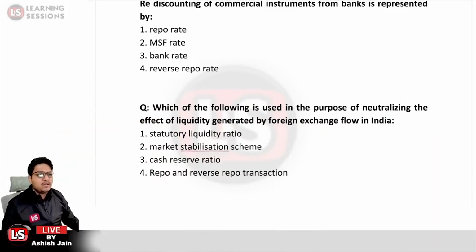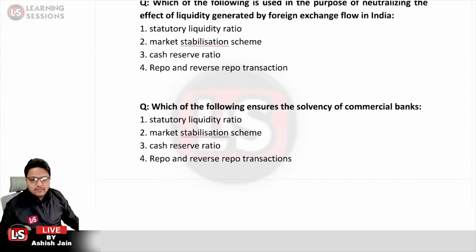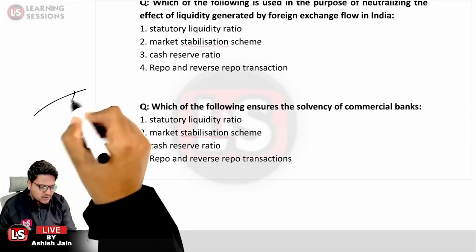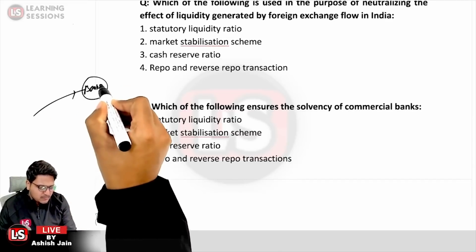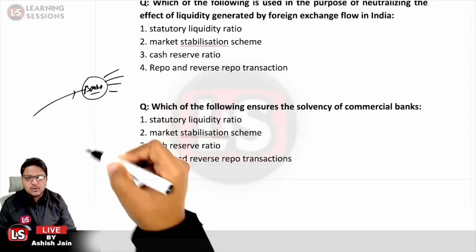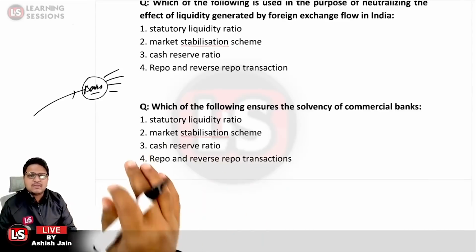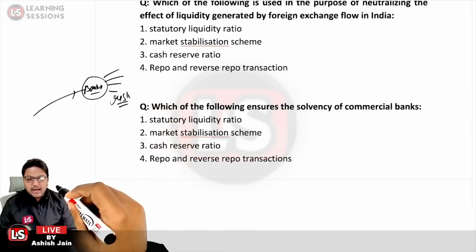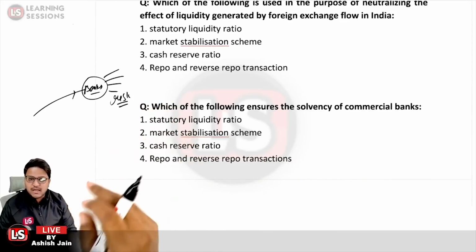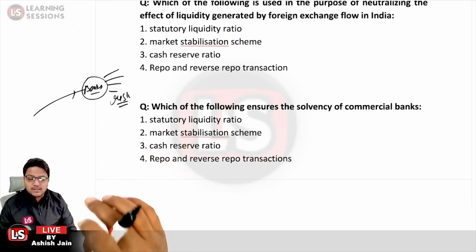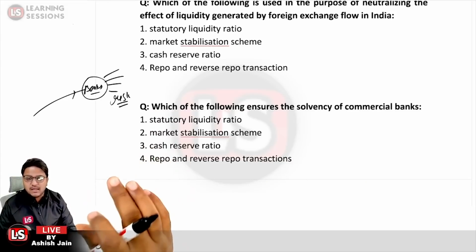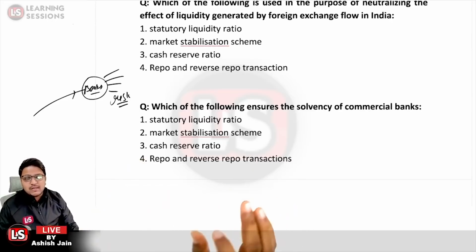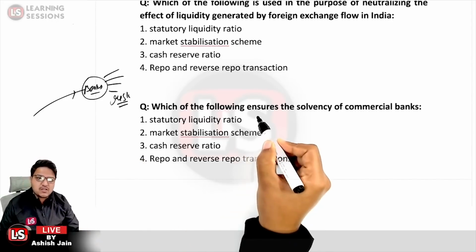Okay, now let's move further with the next question. It says, which of the following ensures the solvency of the commercial bank? Now, what do you mean by solvency? The public places deposits with the banks, and based upon these deposits, banks lend the money and invest it in different sectors. There is a risk associated with it, and for that purpose you must have a buffer, some spare capital, so that in stress conditions you can manage your obligations.